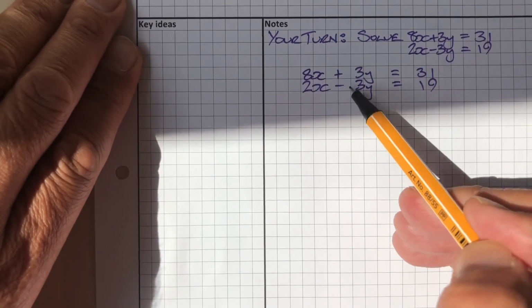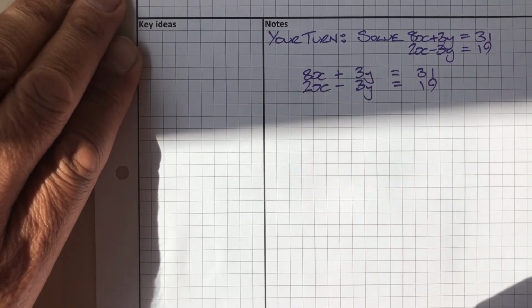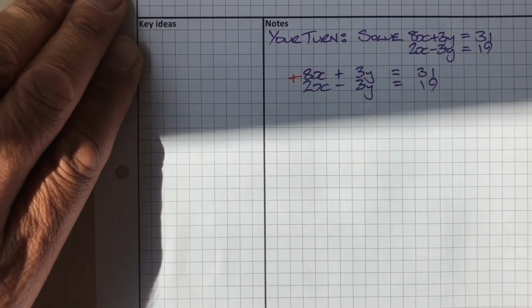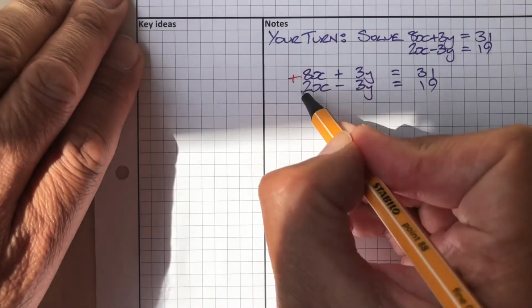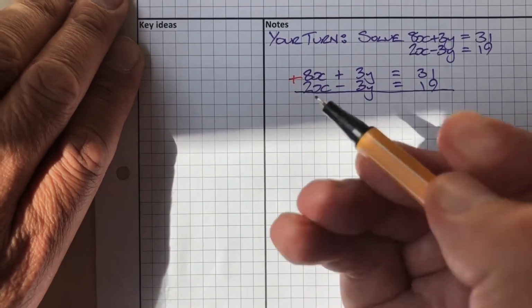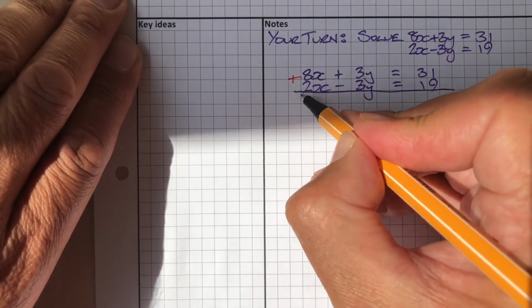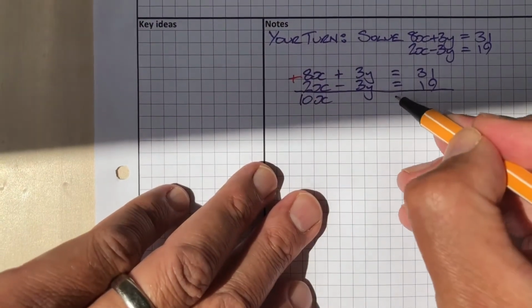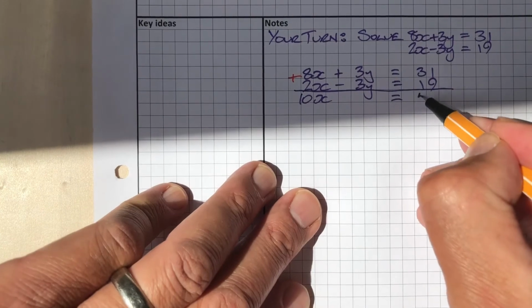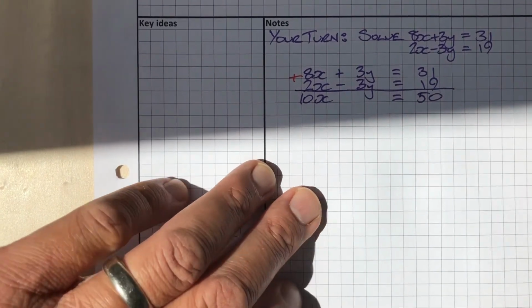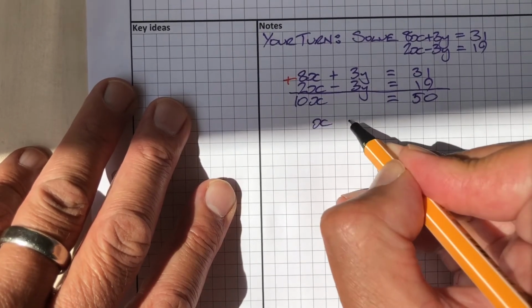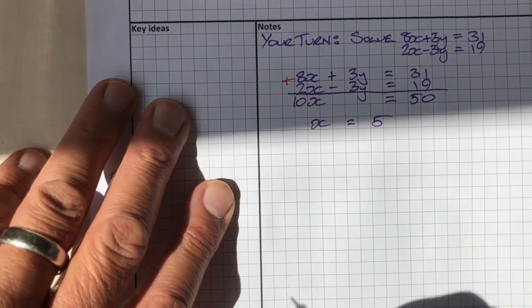I then look at the signs. They are different, so I will not be subtracting. It's not same sign subtract, it's add then. So I'm going to add these two equations together. It gives me 8x add 2x is 10x, 3y add negative 3y is nothing, and 31 add 19 is 50. 10 times a number is 50. That number must be 5.